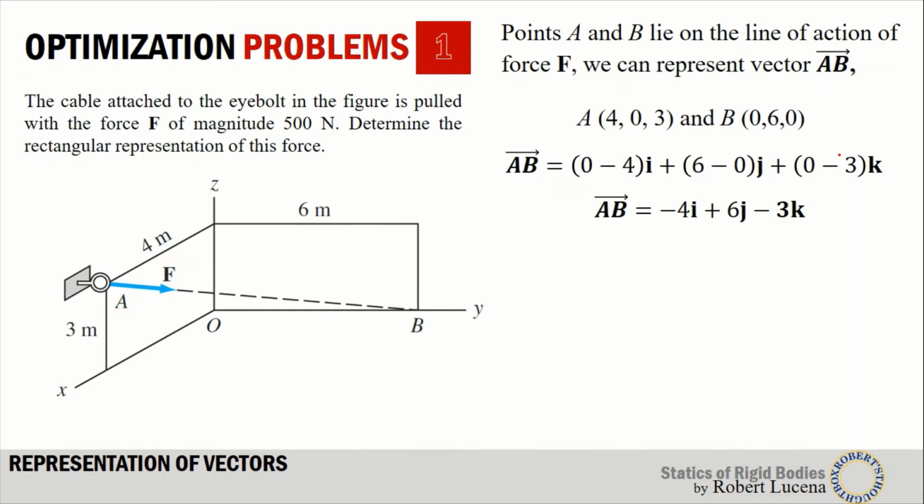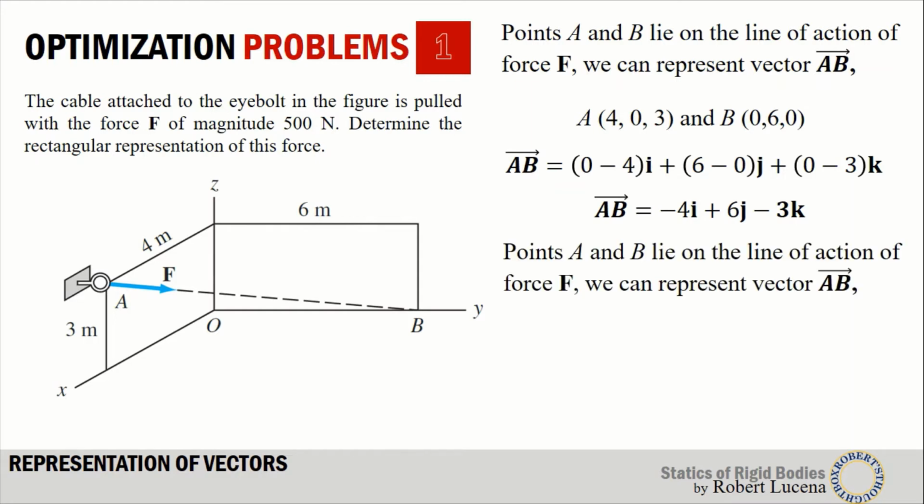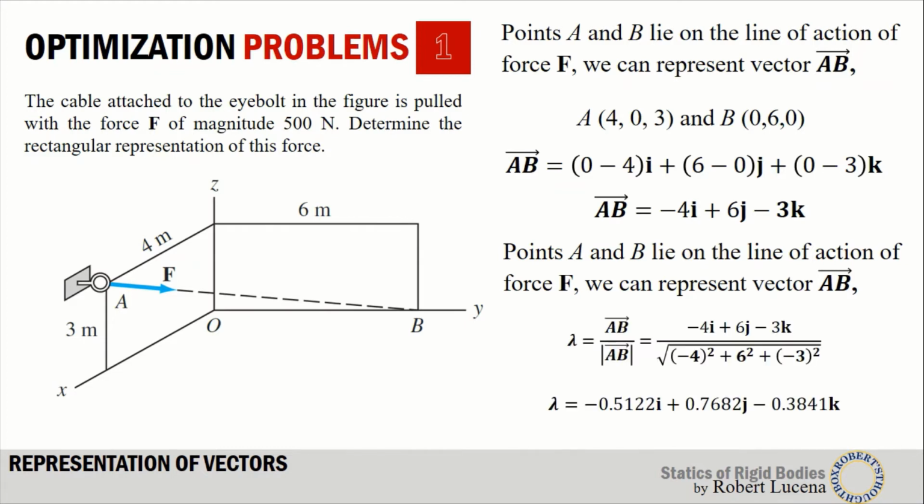Now, having vector AB, we can get the unit vector. So points A and B lie on the line of action of force F. We can represent vector AB in such a manner that we can have the unit vector. Now, here's the thing. If you have the vector represented in 3D, or you already have the vector representation, you can easily get its corresponding unit vector by simply dividing it with its magnitude. So if you have a vector, you want to get its unit vector, simply divide the vector by its magnitude.